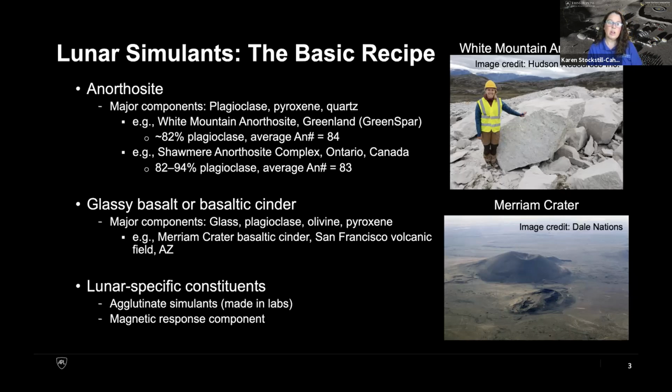And then there are other lunar specific constituents like agglutinates, which have to be made in the lab and then combined with the simulant. And sometimes a magnetic response component, especially for the Highland simulants, because the ones on the moon have iron, whereas the anorthosites here on Earth do not contain very much iron.